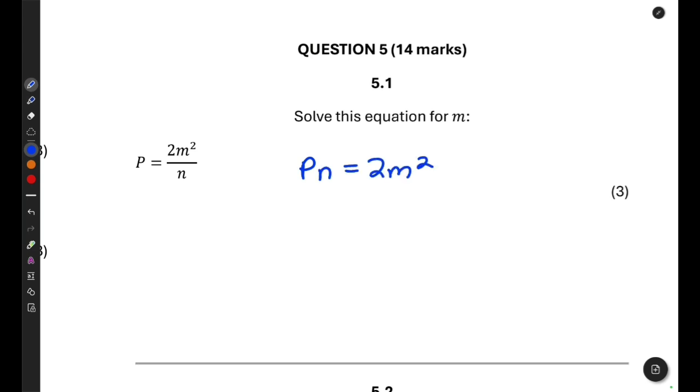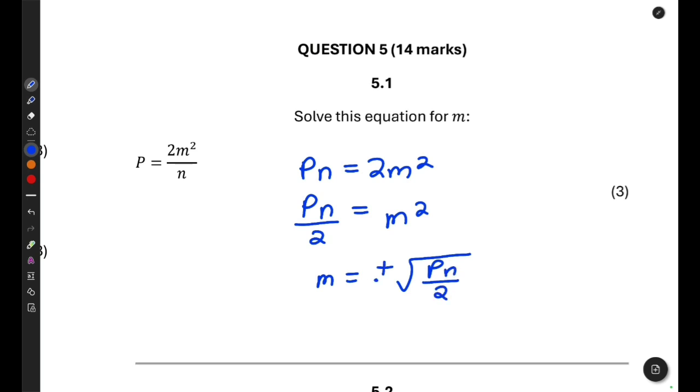Now I'm going to divide by 2, and it's just going to be Pn over 2, but this is still m squared. I want m alone, so I'm going to square root Pn over 2. Please remember, if you put your own square root, you must say plus minus. Otherwise, you will lose the marks. There we go.